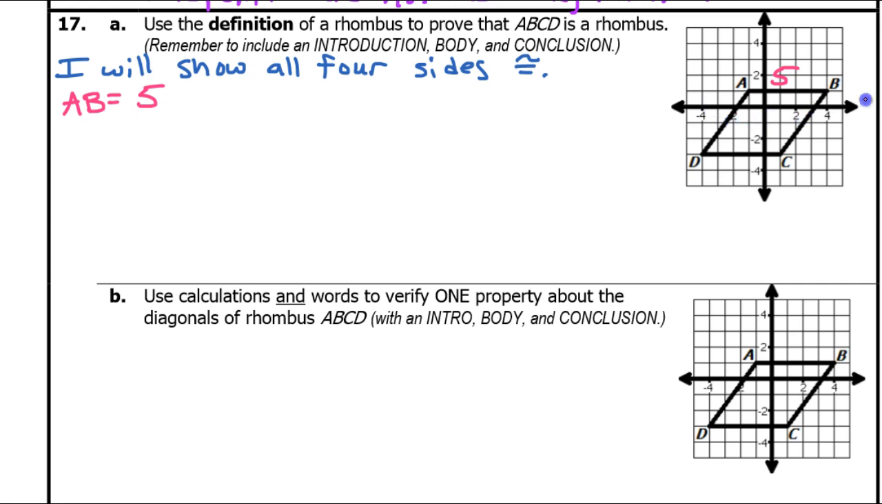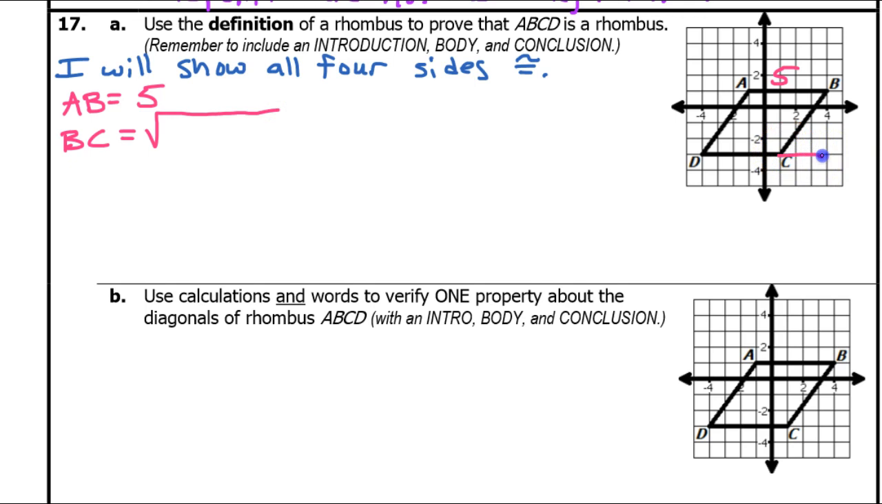Let's keep going. Let's do BC. I'm just going to go around the clock. So let's do BC now. If I write BC next to each other with no segment sign, that means the length of BC. I'm going to do the Pythagorean theorem this time.